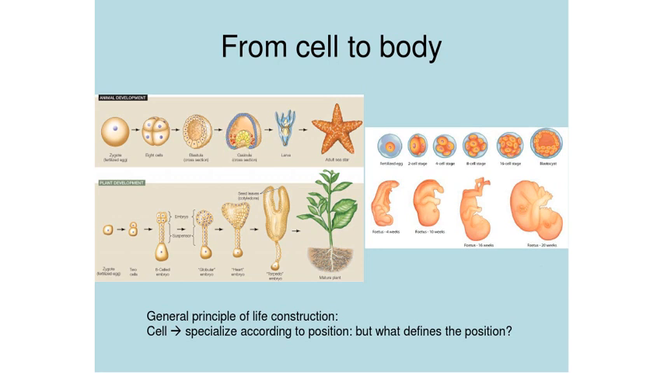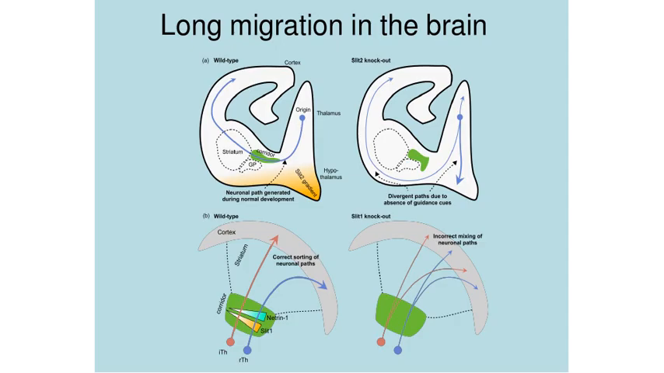And so this idea of the construction of life, of cell specialization according to the position, brings us to the question: what defines the position? And we will see this has to do with gradients. Before going in that direction, let me show you various examples.